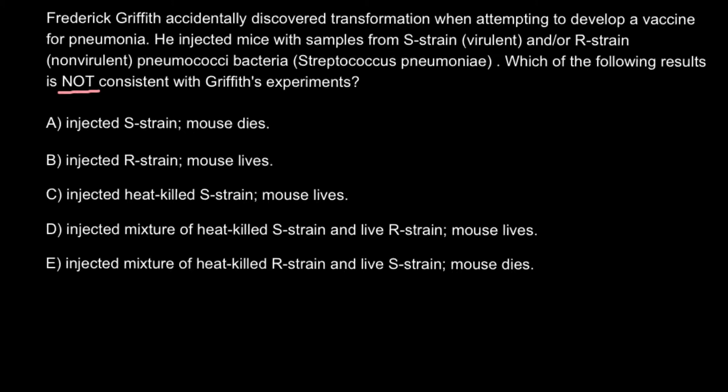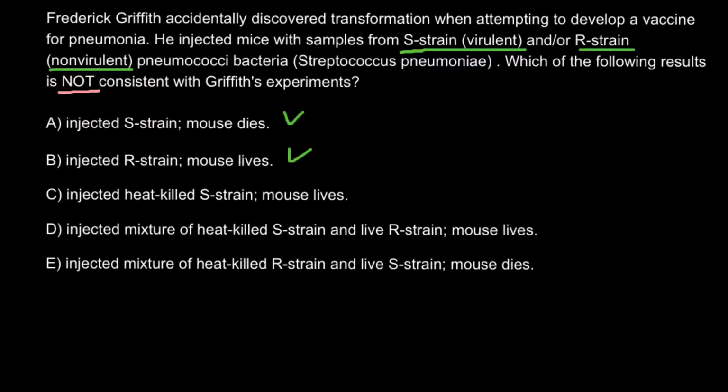So answer A, injected S strain mouse dies. And this is a correct answer because S strain is virulent. So of course if we inject a mouse with this strain, it would die. So this answer is correct. And next statement, B, injected R strain mouse lives. And as you see from our problem, R strain is non-virulent. So this means that if we inject a mouse with this strain, it would live. And this is also a correct answer.